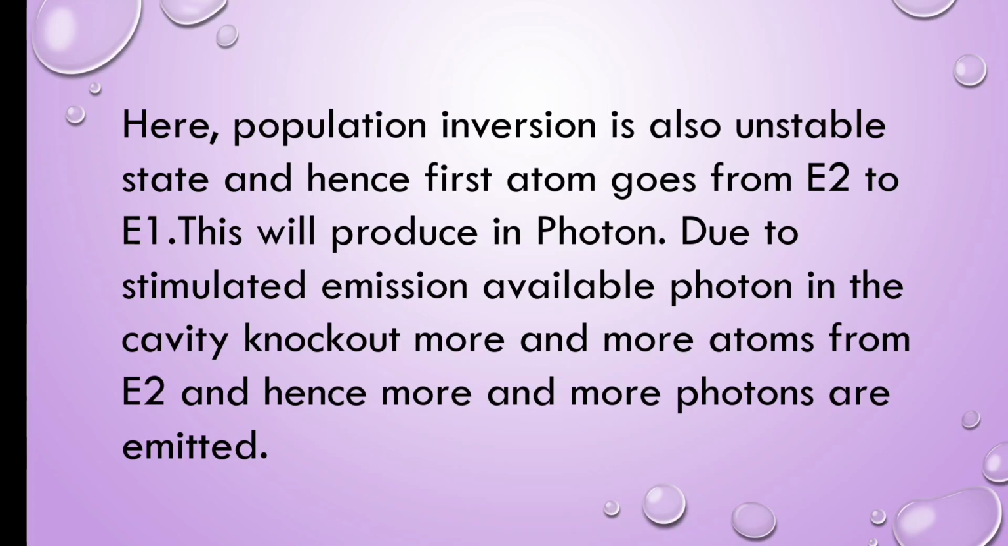So here population inversion is also unstable, and hence first an atom goes from E2 to E1, and this will produce a photon. Due to stimulated emission, the available photons in the cavity knock out more and more atoms from E2, and hence more and more photons are emitted. Laser beam or output is obtained through this partly reflecting end.